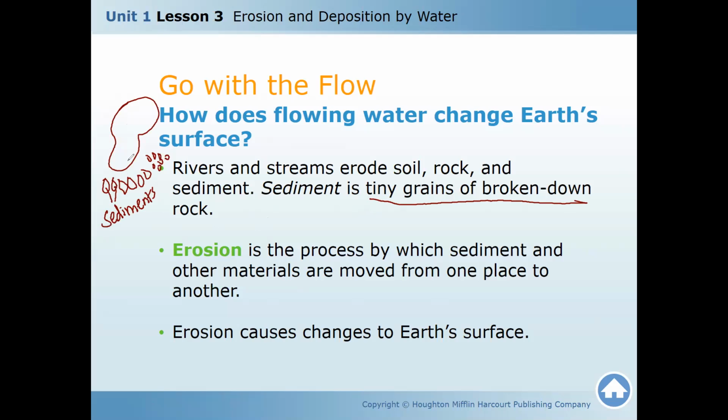Now, what is erosion? Weathering was breaking. Erosion is the word by which these sediments and other materials are moved. This is the main word, guys. When I say weathering, you will remember weathering means breaking. When I'm talking about erosion, that means moving. Moving of these broken rocks, by which sediments and other materials are moved from one place to another.